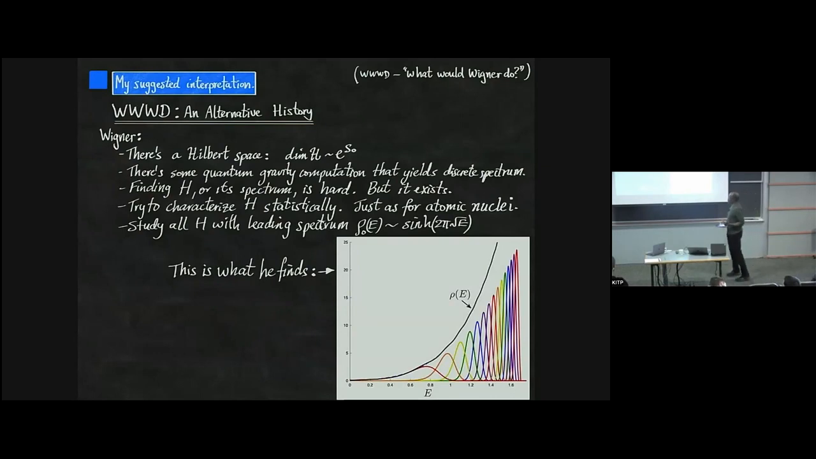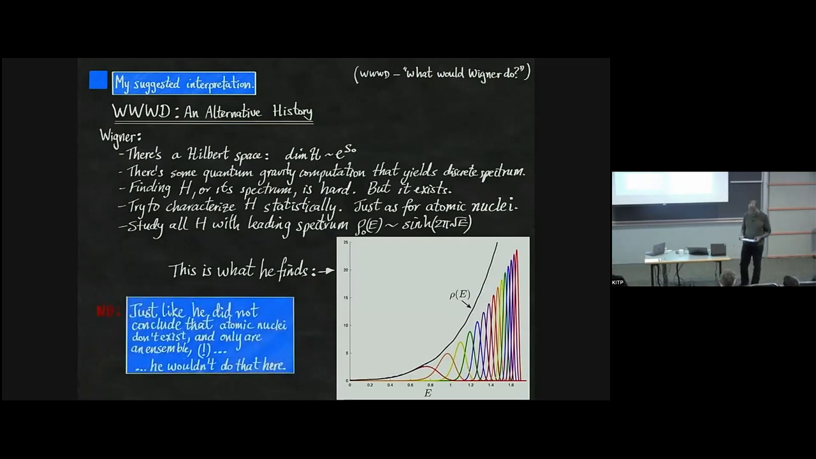It's a statistical thing that comes about because of incomplete knowledge about the problem. There's no reason we should think that the matrix model fundamentally knows the full quantum gravity answer. And of course, Wigner did not conclude that atomic nuclei don't exist or that somehow they can only be understood as an ensemble.